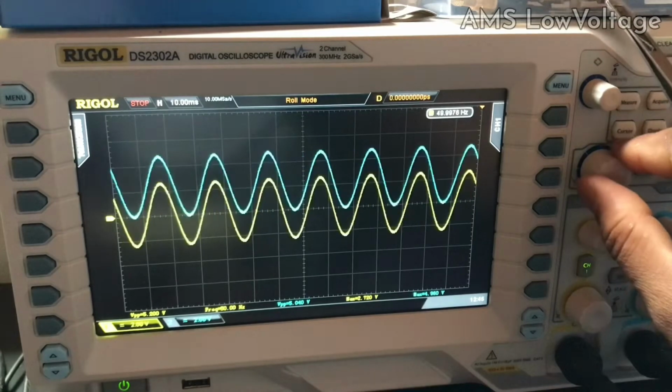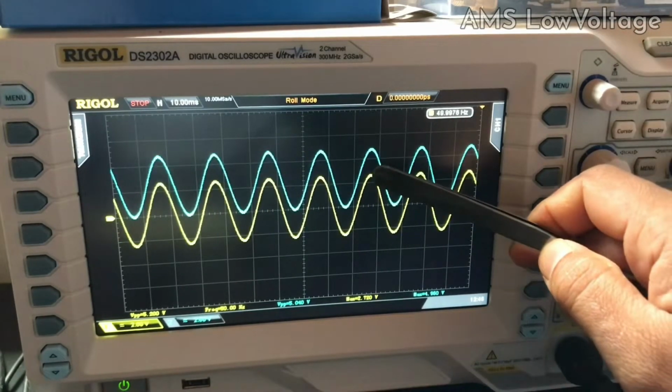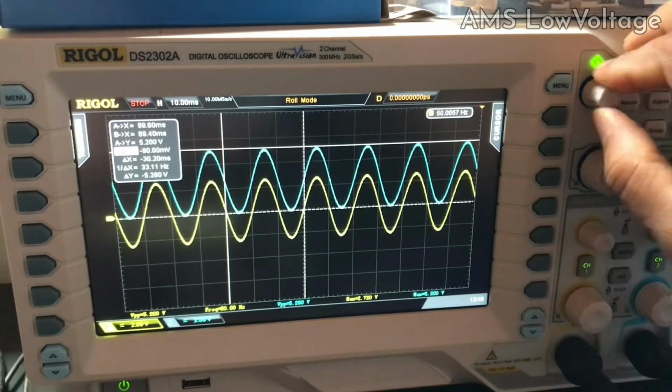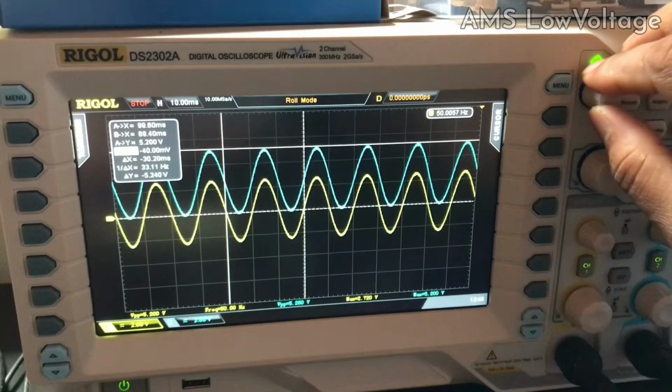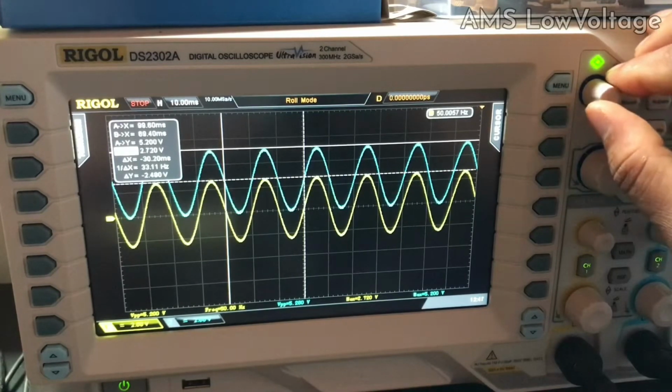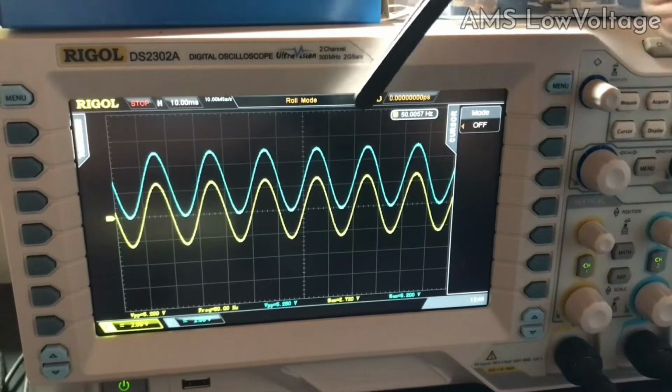There's a very big difference. The output peak is now 5.2 volt, but for the input peak, 2.72 volt. So what do you call this circuit?